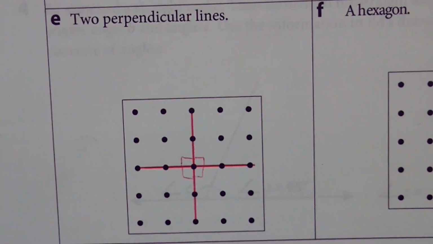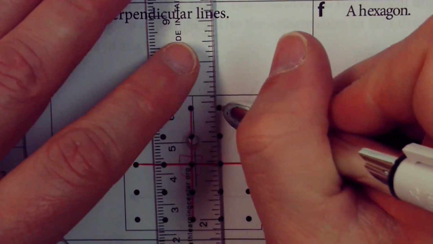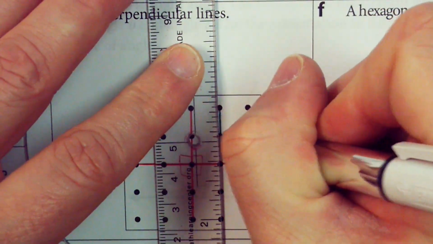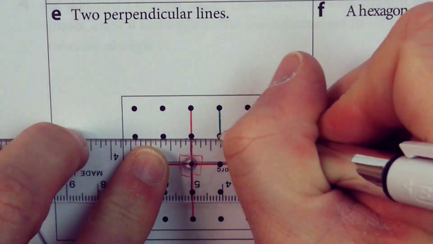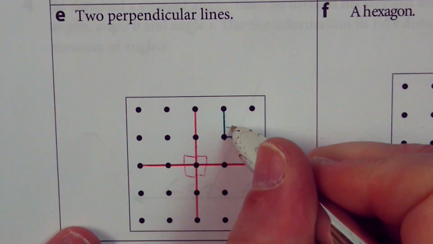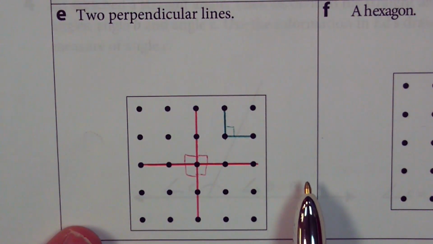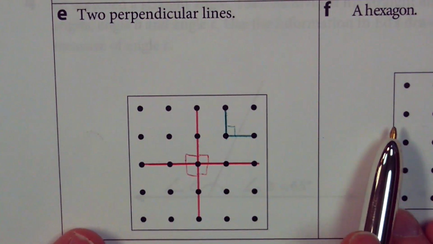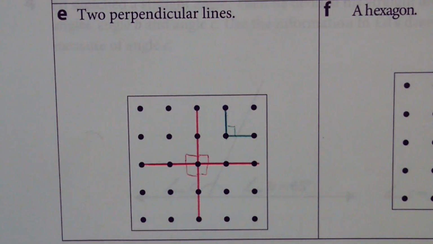However, just for fun, look at this. Those 2 lines are also perpendicular. They meet at 90 degrees. They touch, they don't cross, but they are perpendicular to each other. They form a 90-degree angle.